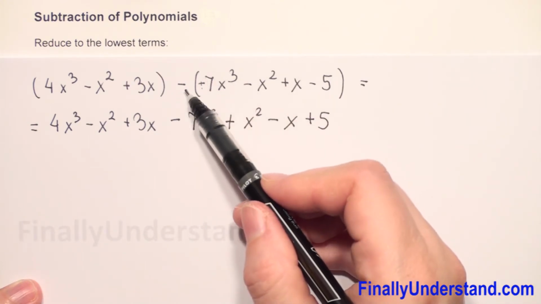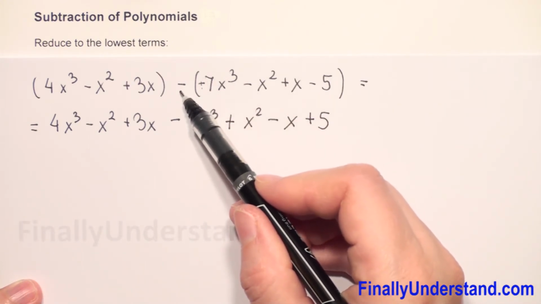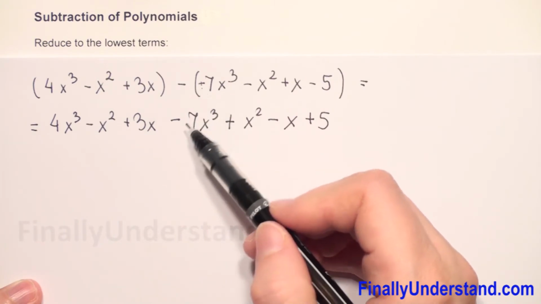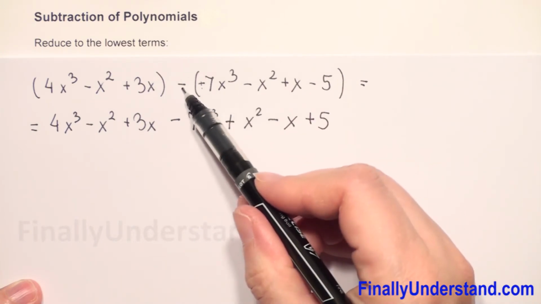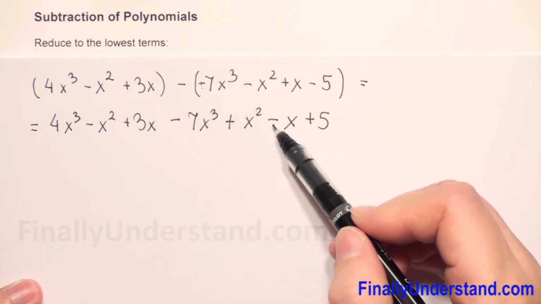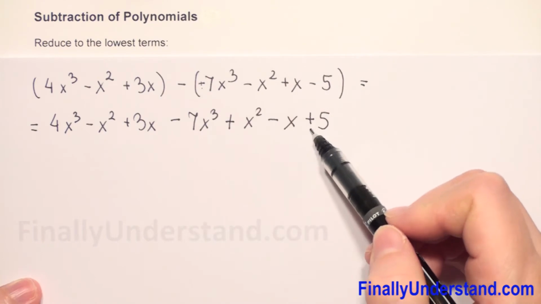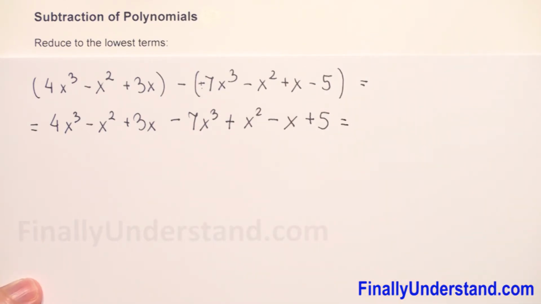It's like multiplication. We have a negative sign before parentheses. Negative times positive is negative. Negative times negative is positive. Negative times positive is negative. Negative times negative gives me positive. Now we have to combine the like terms.